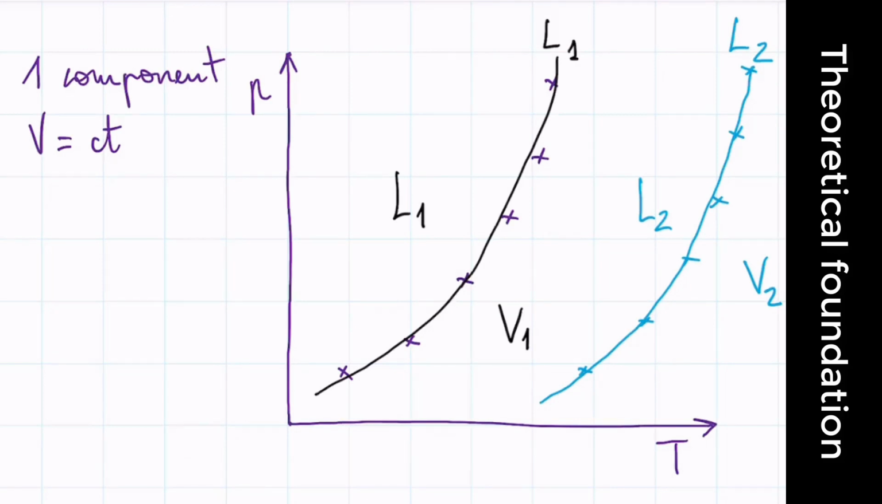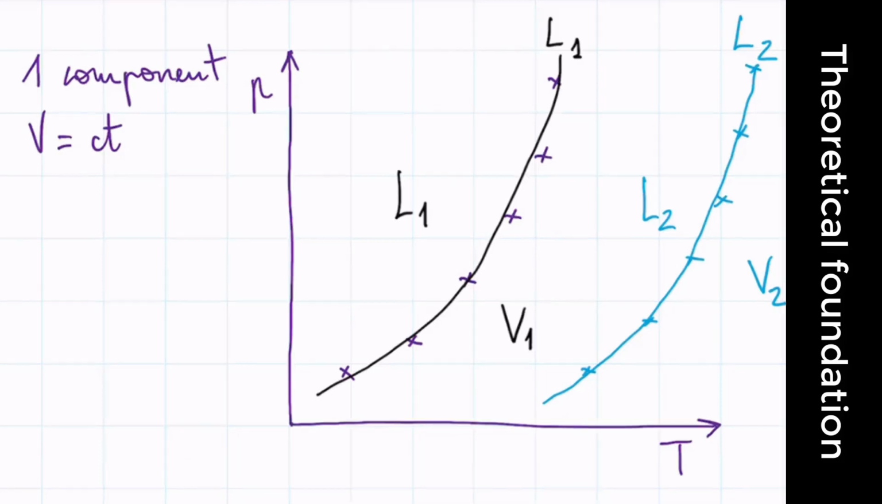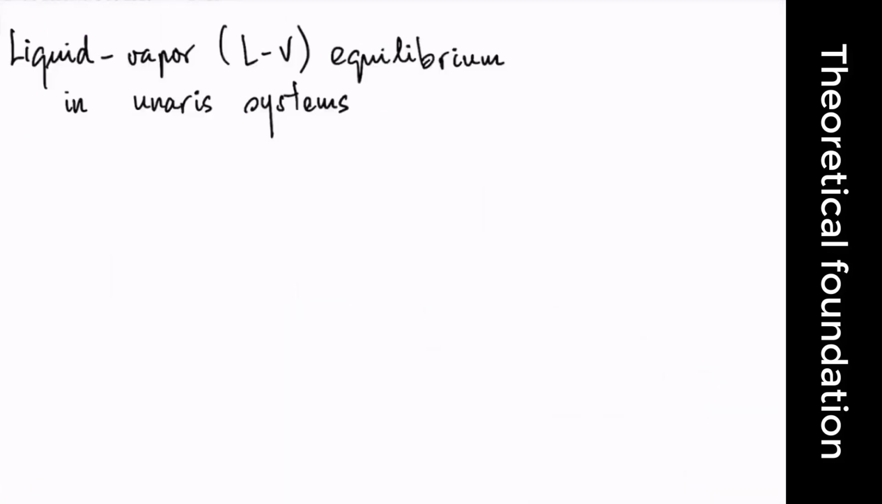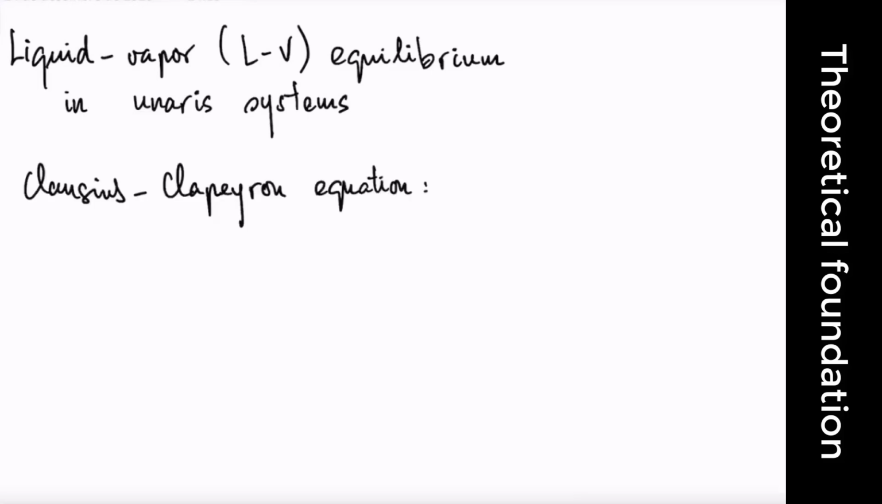In both cases, these curves separate the liquid and vapor phases. On the line, both phases coexist. In other words, they are in equilibrium. The liquid-vapor equilibrium for unary systems is governed by the Clausius-Clapeyron equation.